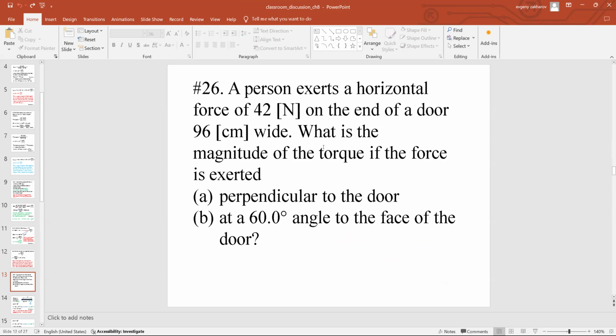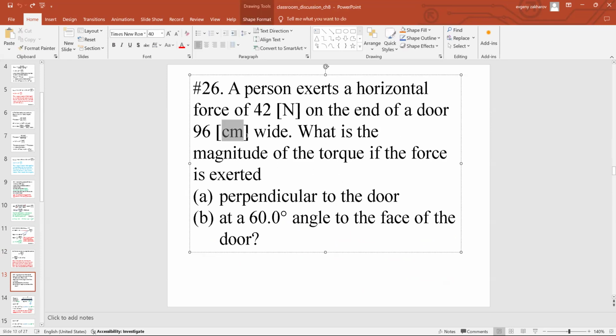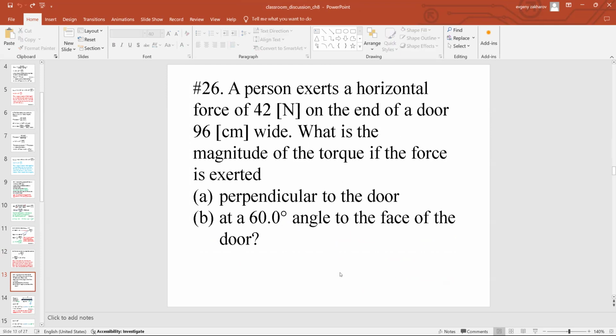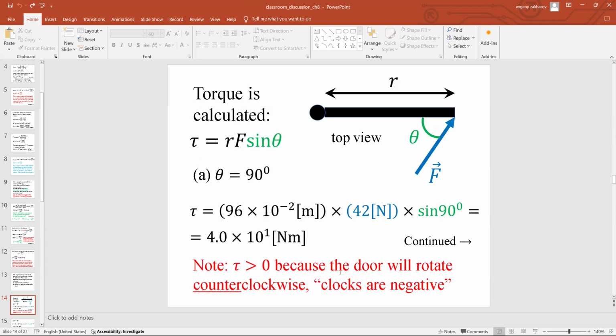Okay, a person exerts a horizontal force on the end of the door, 96 centimeters wide. Be careful, you cannot do centimeters, you have to convert to meters. What is the torque if the force is perpendicular to the door or at a 60 degrees angle to the face of the door? Definitely need a sketch. Let's take a look. Here's the pivot point, and that's the door. And this is the force that you apply to the side of the door to start the rotation so that the door opens.